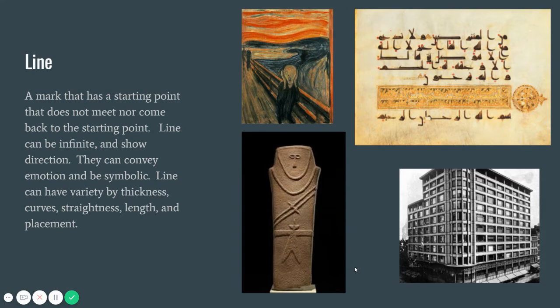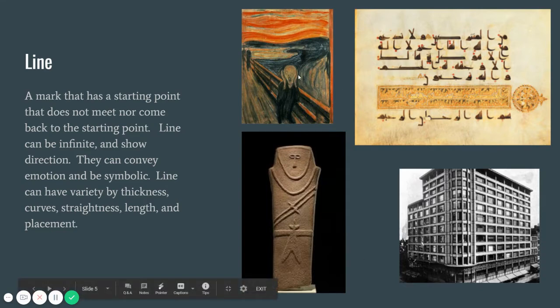Line is also known for having lots of variety to them. Variety can come from thickness, curves, whether it's straight, zigzag, long, short, and the placement, again, diagonal, vertical. So line variety is kind of endless, but the point of a line is that it never comes back to its starting point. And I've given you some examples of line here.